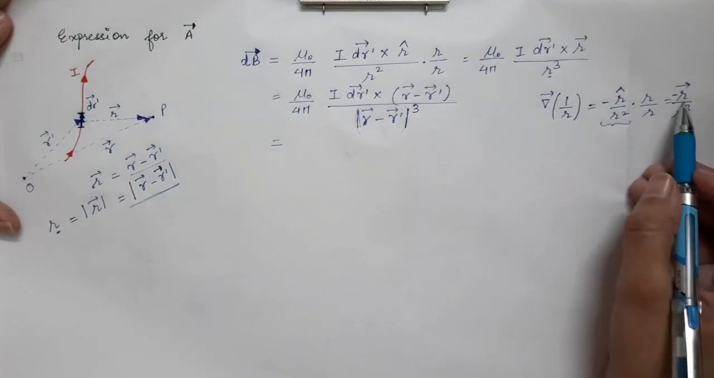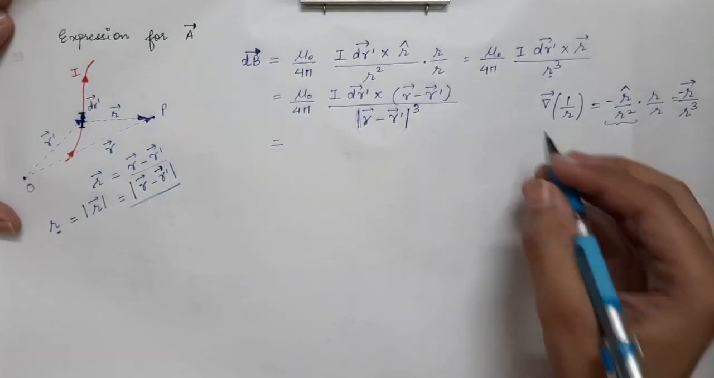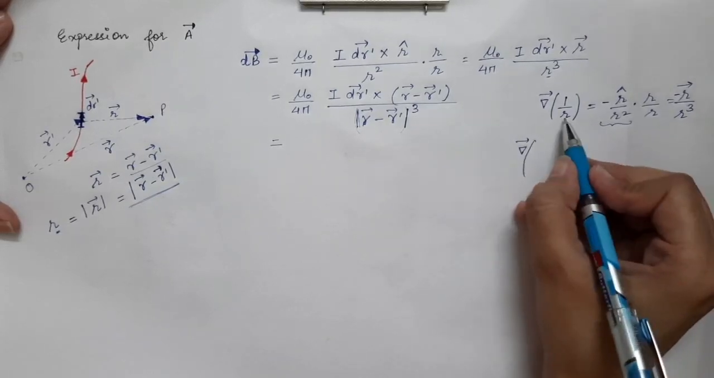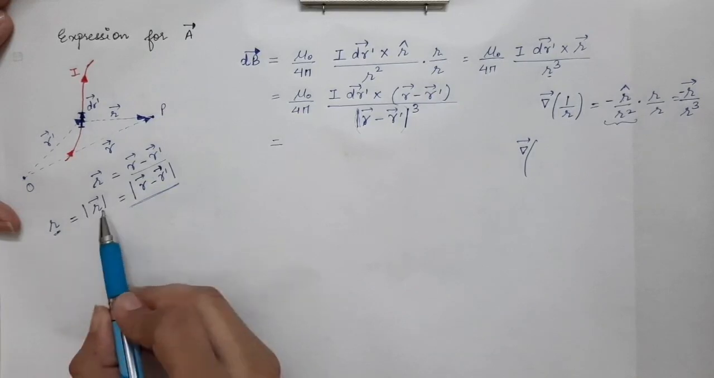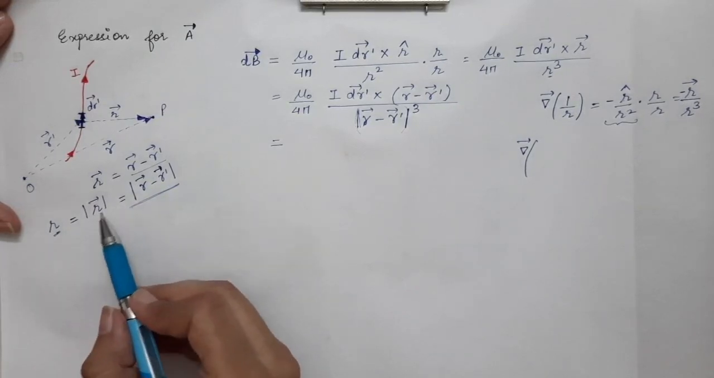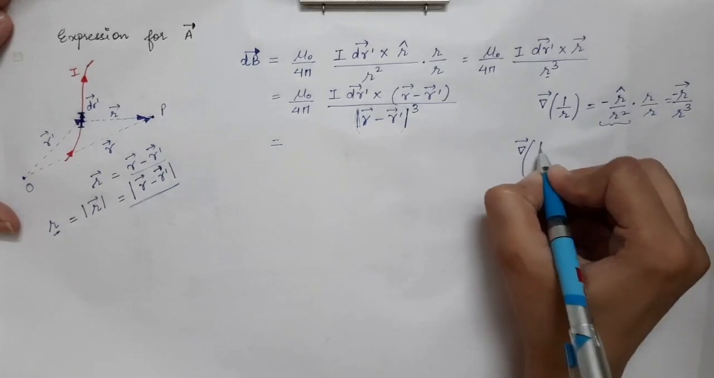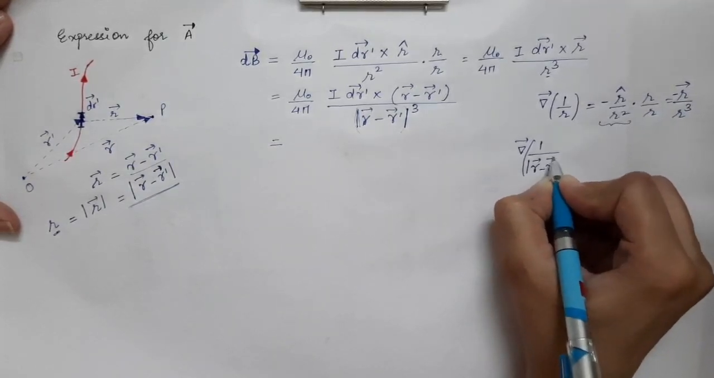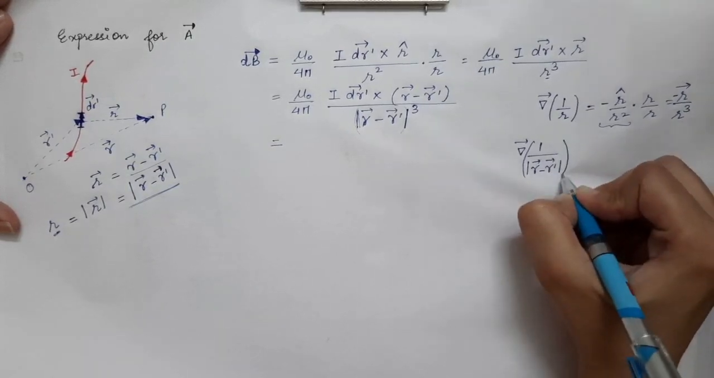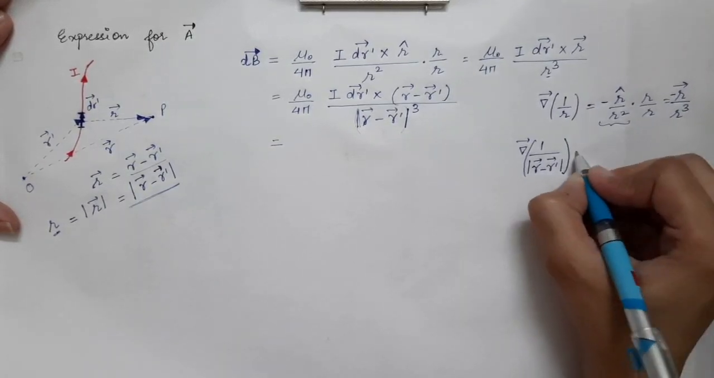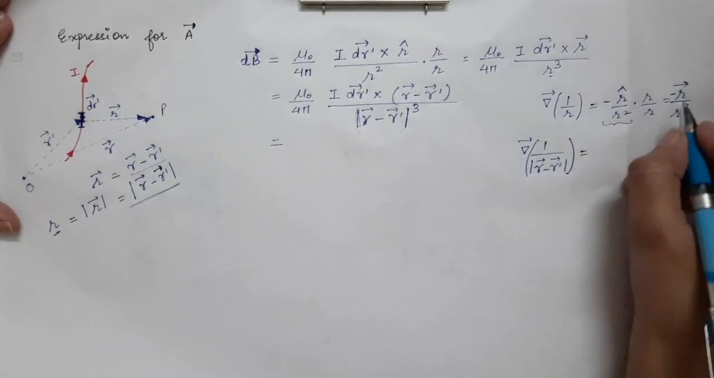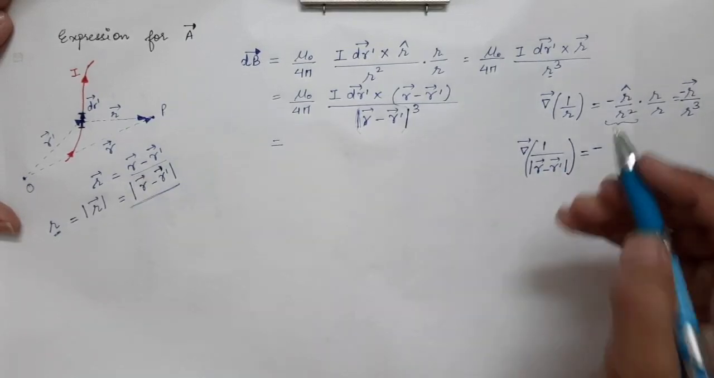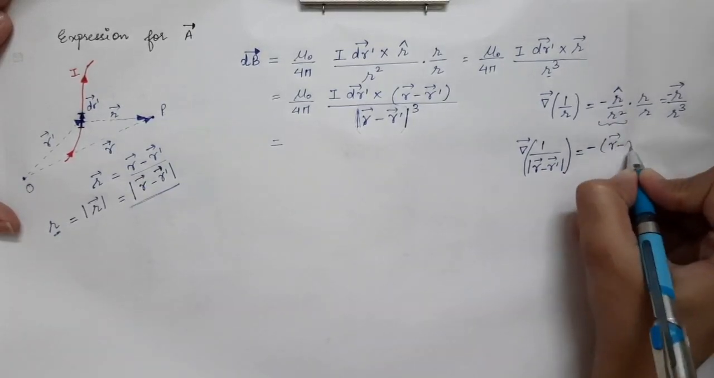Over here also you can substitute the expression of curly r. For the gradient of 1 by r, r over here is the magnitude of curly r vector, so you will write it in modulus: 1 divided by the magnitude of r vector minus r prime vector. You will write it in this format. That will be equal to the negative of curly r vector, negative sign as it is, and curly r vector is equal to r vector minus r prime vector.